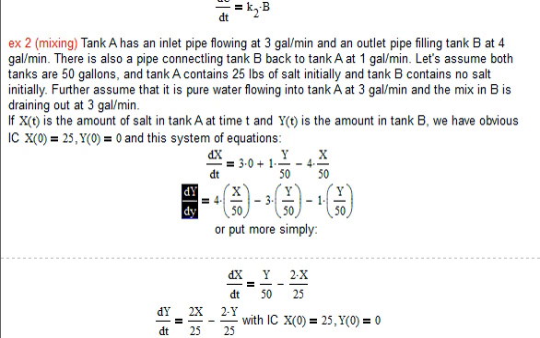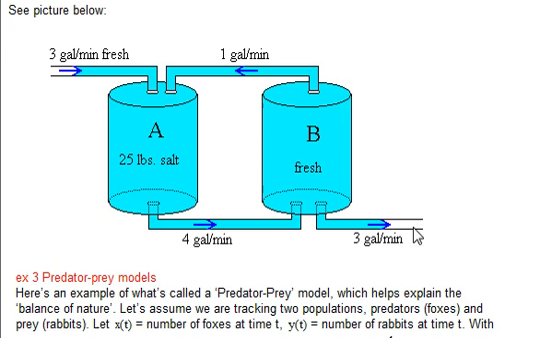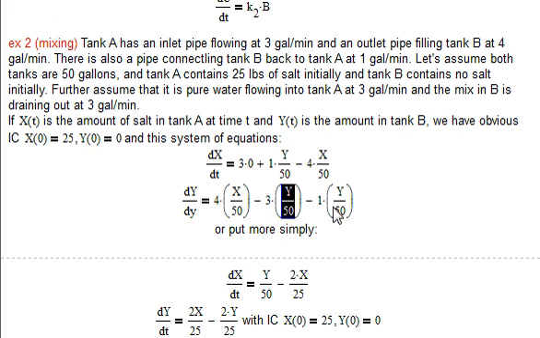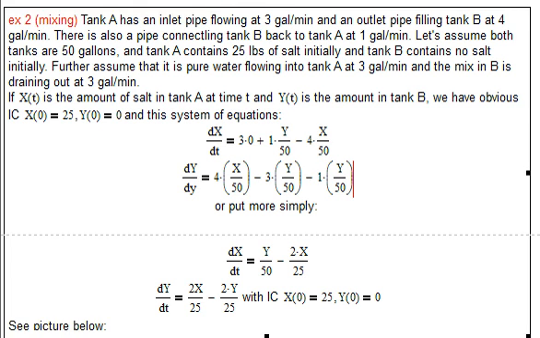The change in the amount of salt in tank B is 4 times, that's 4 gallons coming in, remember? Times the concentration of salt, well that would be the total amount of salt divided by the 50 gallons. And then minus 3 times the concentration of salt, because that's what's running out to the ground, right? And then we also have minus the concentration of salt in tank B times the 1 gallon that's going back into tank A. So look at this system of equations. We'll solve this in another section.